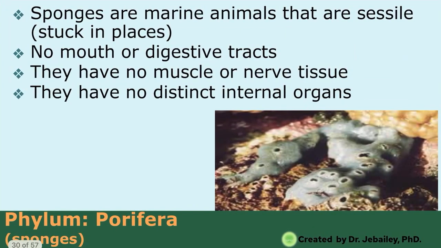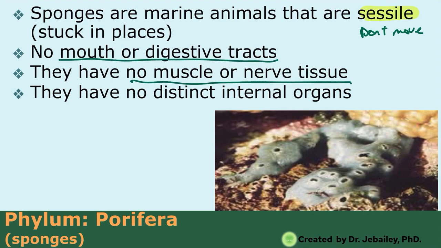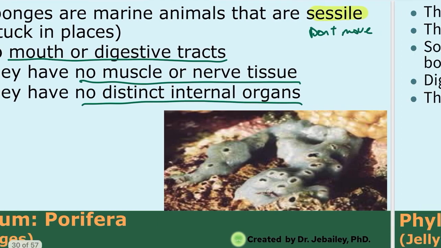So let's look at each one of them. First, the sponge. First, they are sessile. The word sessile means they don't move. They're just standing there, stuck in a place. And they don't have a mouth or digestive tract. They have no muscles or nerves. They have no organs. So basically, they're just standing there as a sponge, doing nothing.